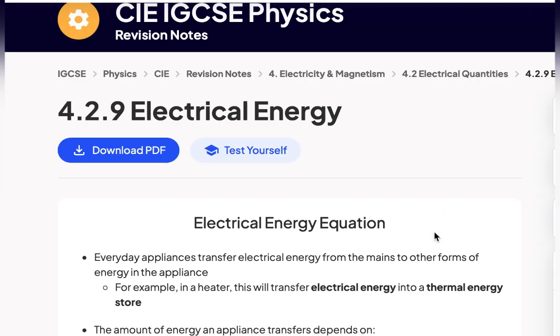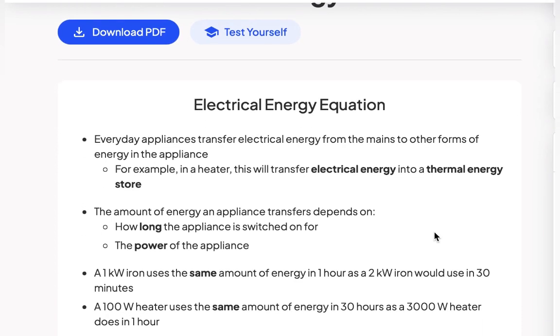So what we want to look at today is the energy that is produced from this equation, the electrical energy equation. Now, an everyday application is to transfer electrical energy from the mains to other forms of energy in our appliances. What do we mean by the mains? The mains is the energy coming from, in the case of Malaysia, Tenaga Nasional, their power station.